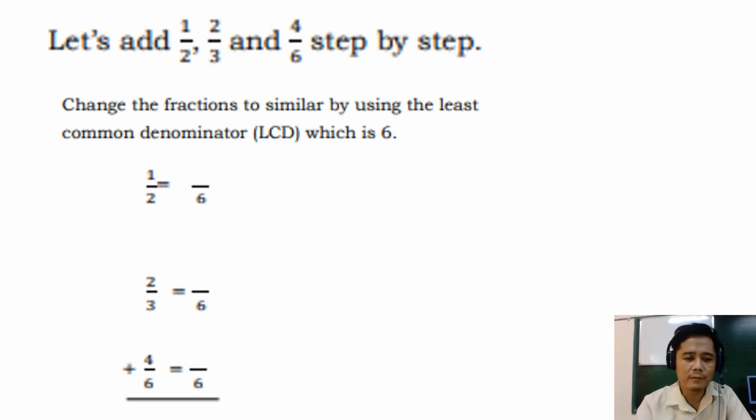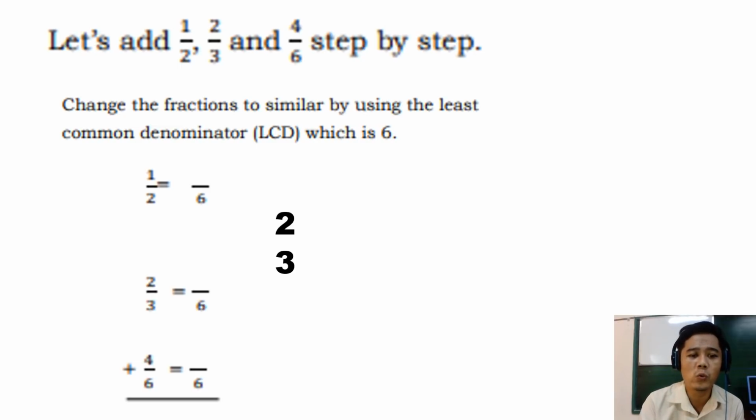Ang tanong dyan, paano nakuha si 6? So in finding the LCD, we have different methods. We have the listing method. Ano pa kasi dalawa? We have the factoring method and the continuous division method. So I prepared the listing method.